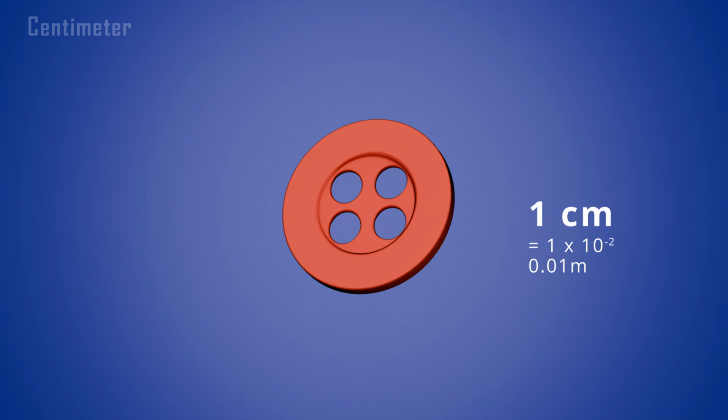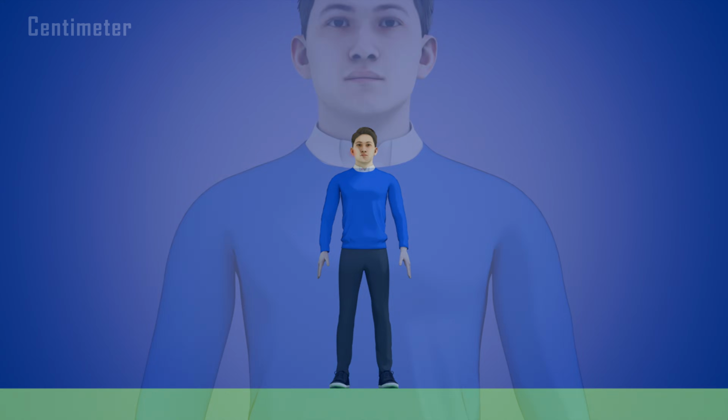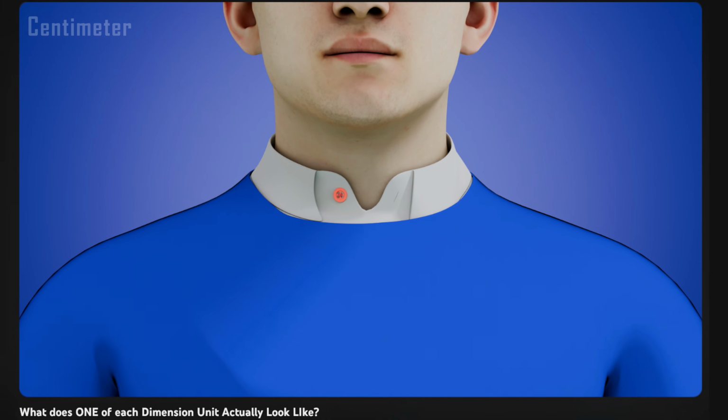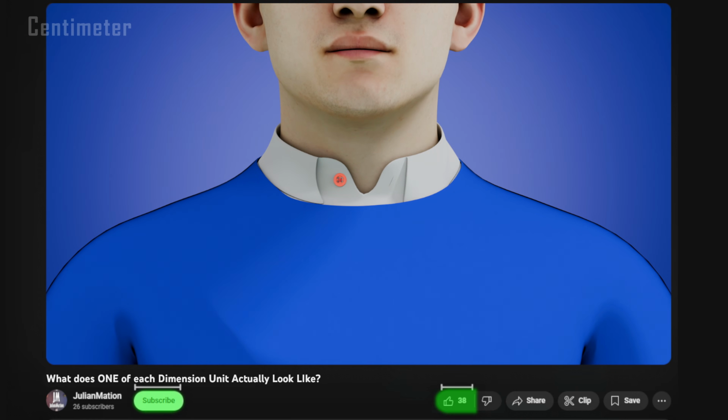This is 100th of a meter. 1 centimeter is about the width of a standard search button. Interestingly, the like and subscribe buttons are about 1 centimeter.